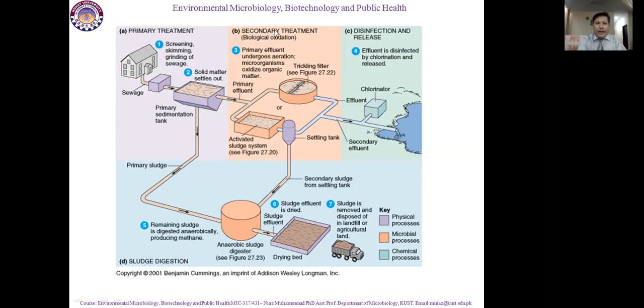This step is called secondary treatment or biological treatment or biological oxidation. Primary effluent undergoes aeration, and microorganisms oxidize organic material. So what happens? The remaining water which has soluble organic material comes to this tank or this tank. This is called a trickling filter, and we will talk about the trickling filter in detail, and this is called an activated sludge system.